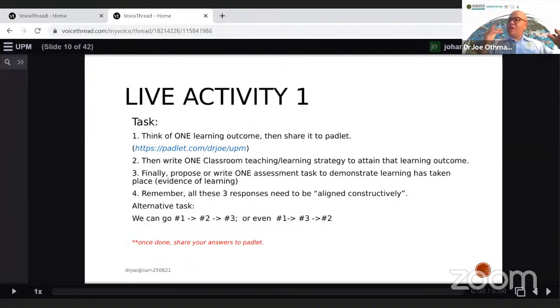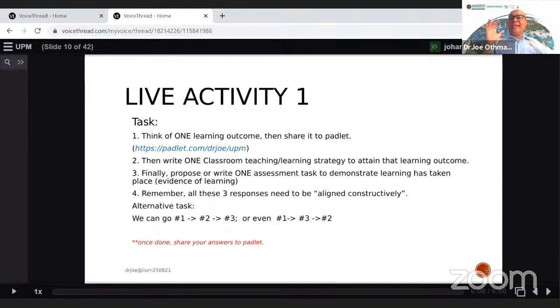Let's say you are a teacher or a lecturer in any institution. Doesn't matter, not just in UPM. You think of one learning outcome. Your own learning outcome lah, not just any learning outcome. Learning outcome from your class, and then you share with me one teaching strategy, one learning strategy, and finally one assessment task.